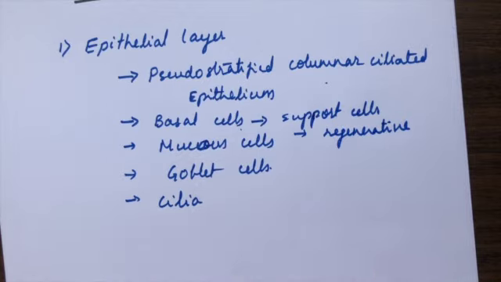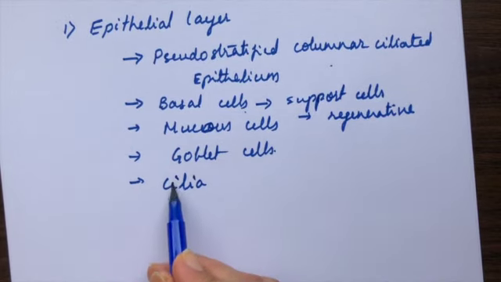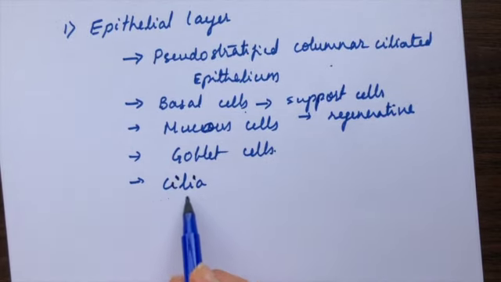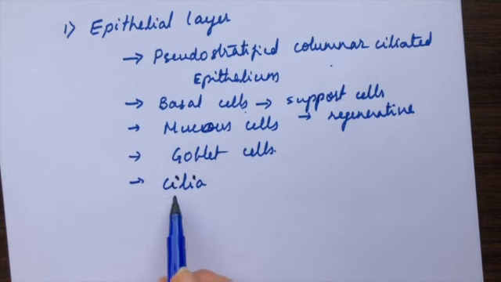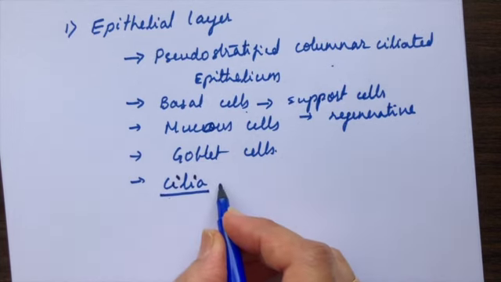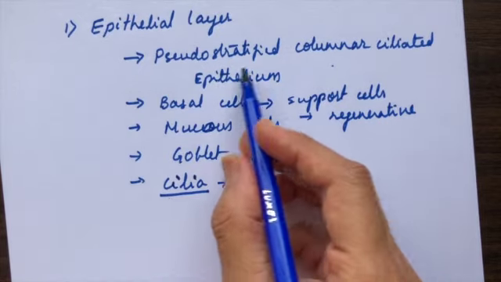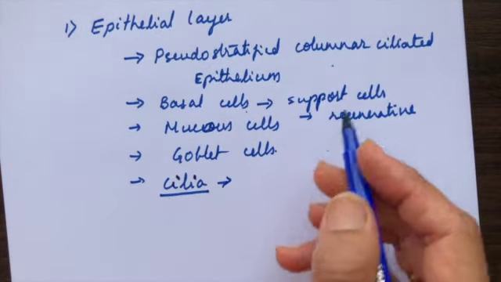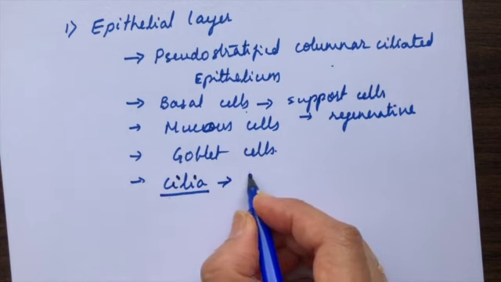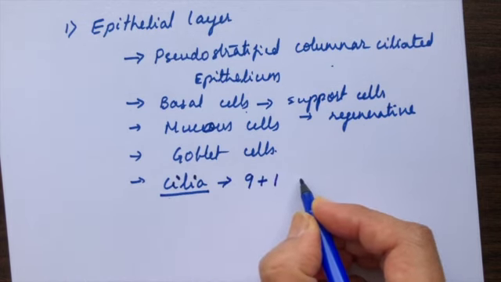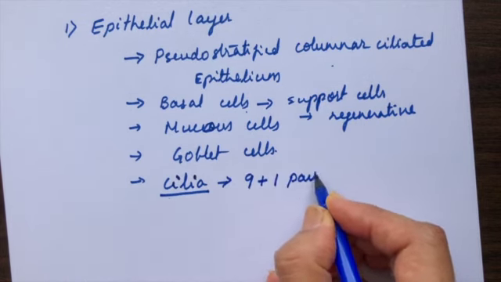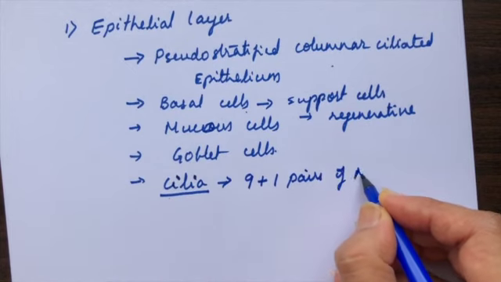Now the mucus cells and the goblet cells produce the mucus content and secrete it into the lumen, and they form a film of mucus onto the epithelium, which will be beaten rhythmically and expelled into the nasal cavity by the cilia. These cilia are the hair-like structures that we see on the pseudostratified epithelium, and these cilia are made up of specifically 9+1 pair of microtubules.